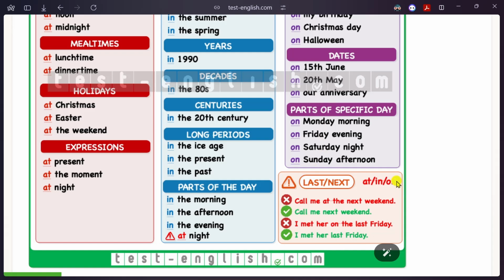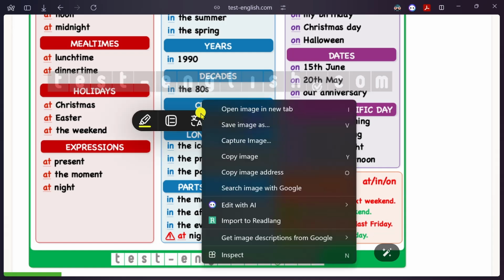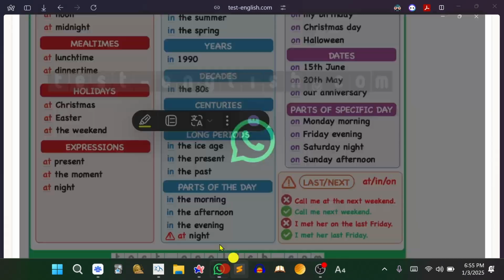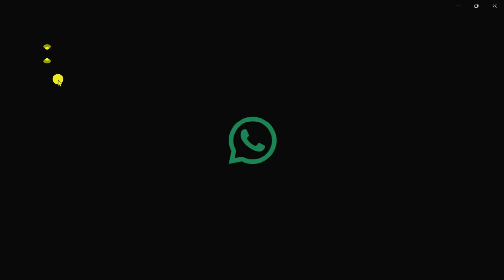Look at this. It's a nice summary, no? Let's copy it and send it. They allow us to do it, you know? Copy image. Let's send it to IT English class.